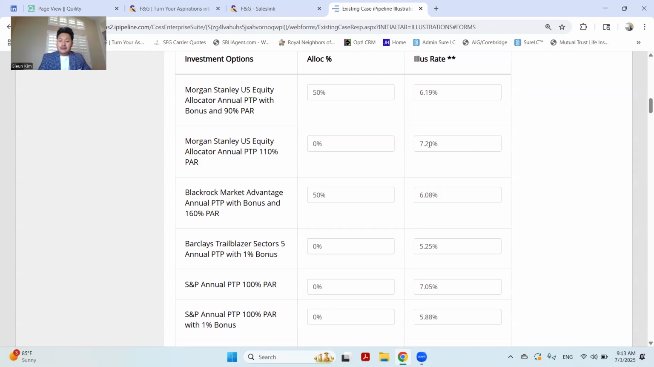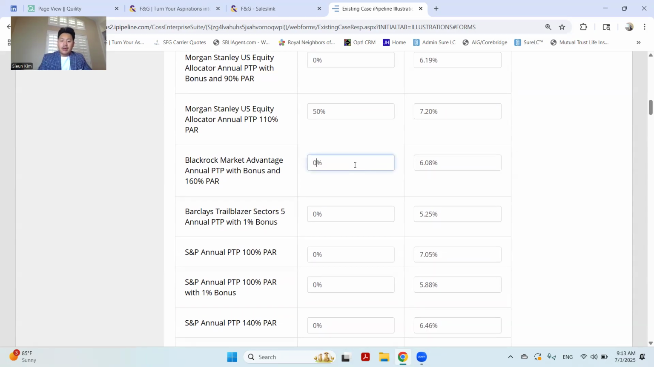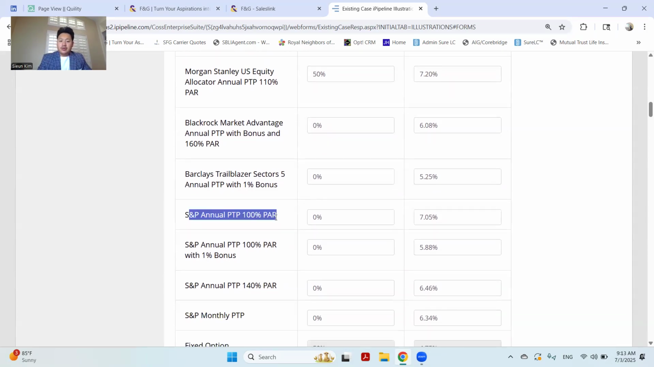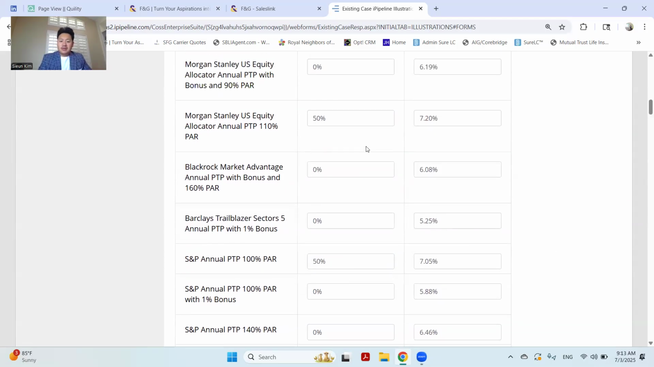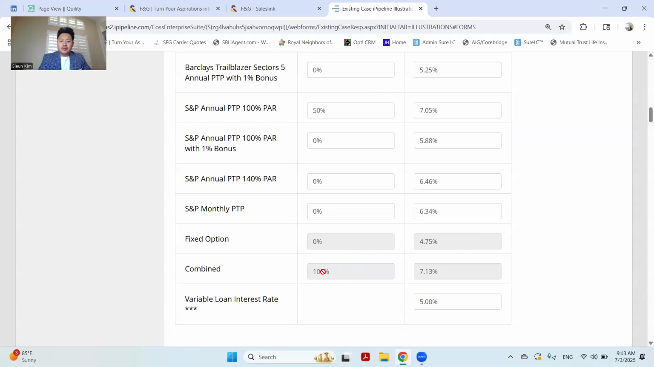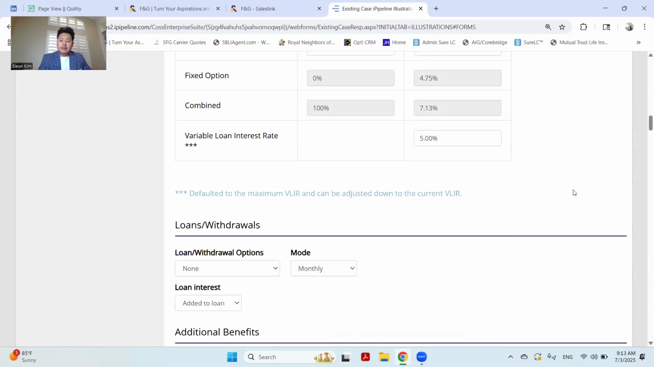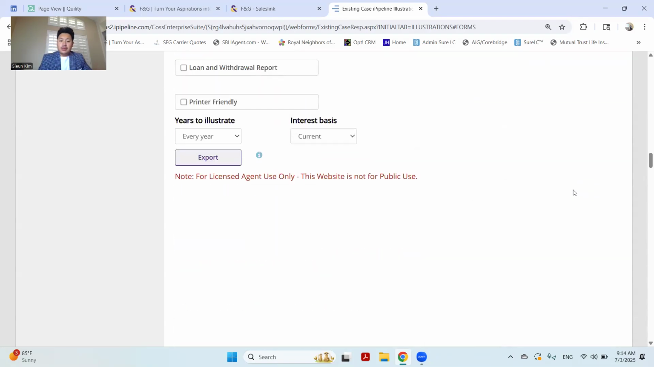So what we're going to do is, if you take a look at this, which ones have the highest? You see these two are over 7. The other ones are like 6, 5. So I'm going to put zeros on the lesser ones, put 50% on the Morgan Stanley equity 110% participation, and then 50% on the BlackRock S&P annual point to point. Seems good. It's doing well. So I put 50-50 on that. So it will always add up to 100%. Okay, you don't have to do anything else.